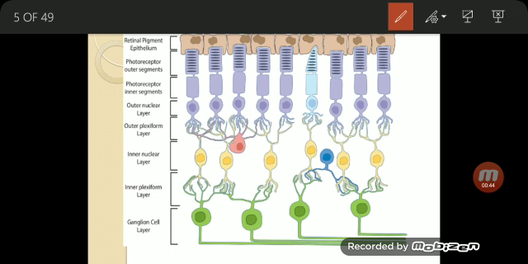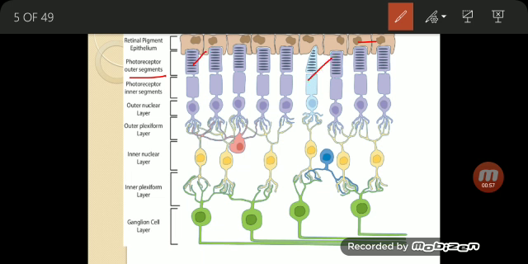Here you can see the outer pigmented epithelium. This contains the dark pigment called fuscin. The photoreceptor outer segments, you can see the rods and cones. These are the photoreceptors, and this is the outer segment of the photoreceptor. This is the inner segment, and this is the synaptic terminal.